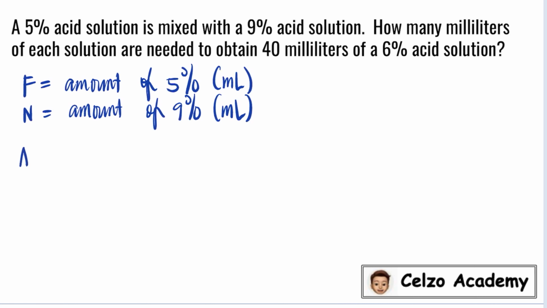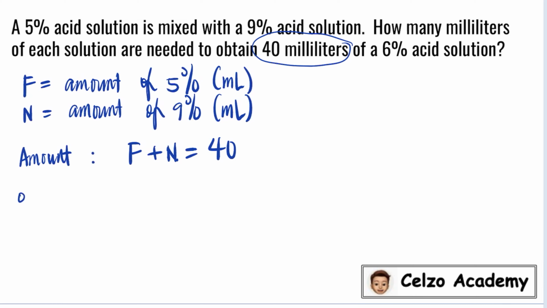The first equation is based on how many milliliters of each solution. In this problem, we are combining 5% acid solution and 9% acid solution to obtain 40 milliliters total. So the equation will be f plus n is equal to 40, because we're mixing f amount of 5% acid and n amount of 9% acid to form 40 ml.